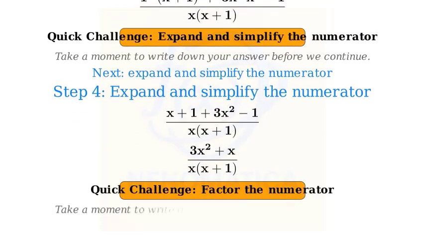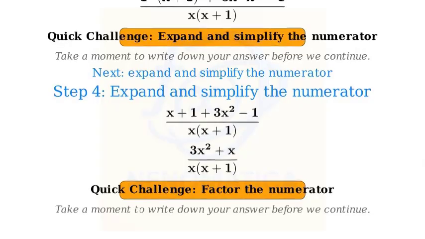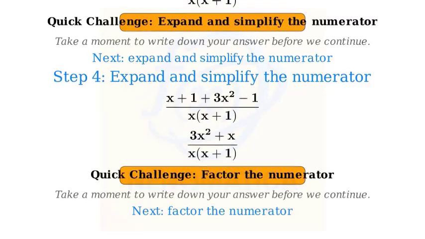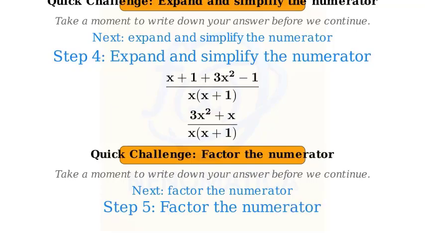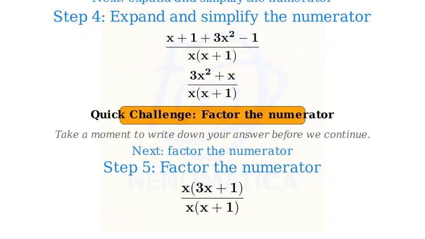Quick challenge. Can you factor the numerator? Next, factor the numerator. Step 5. Factor the numerator. 3x squared plus x equals x times (3x plus 1). So the expression becomes x times (3x plus 1) over x times (x plus 1).